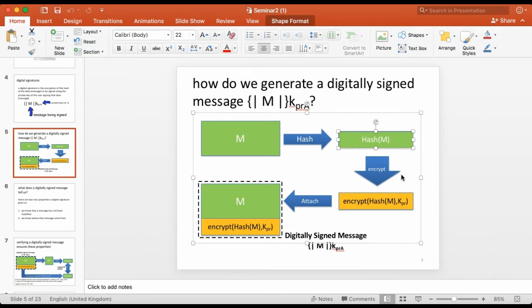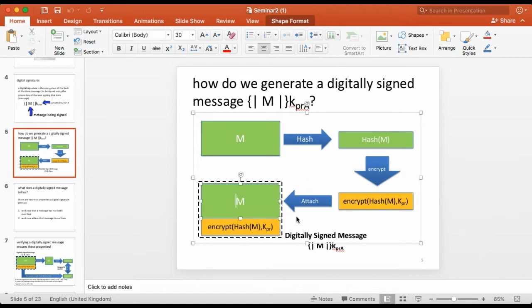Once you've obtained that, you then take this hash and take your private key, or the private key of any entity that is performing the signing, and then you use that private key to encrypt the hash of the message M. So we obtain an encryption of the hash of this message M using the private key of the entity which is performing the signing. Now, once we've got that, you've got the signature, and all you have to do is attach it or compose it with the original message.